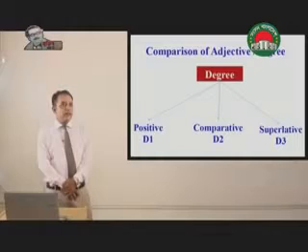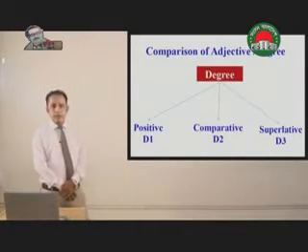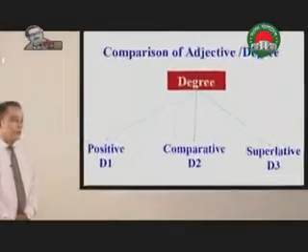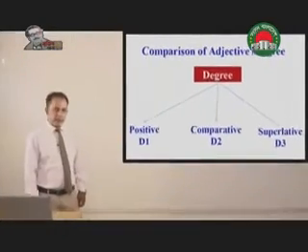You know that degree is of three kinds. The first one is positive. We can call it D1, degree 1. The second one is comparative. You may call it D2 or degree 2. Short form is D2. And the third one is superlative degree. This is also called D3.